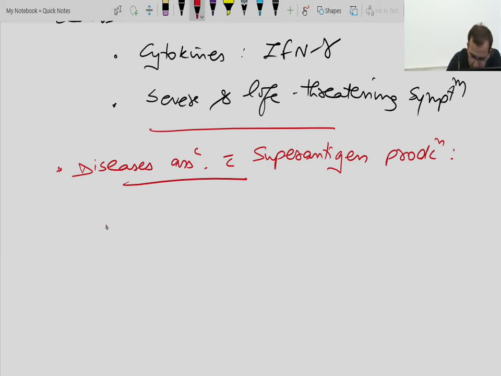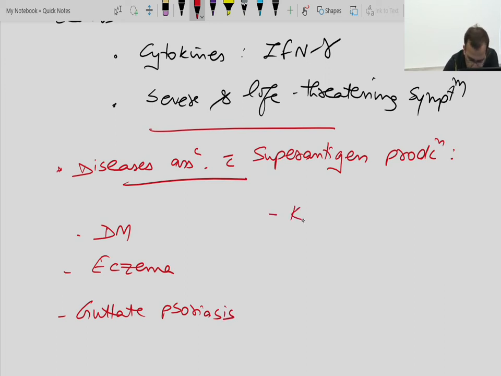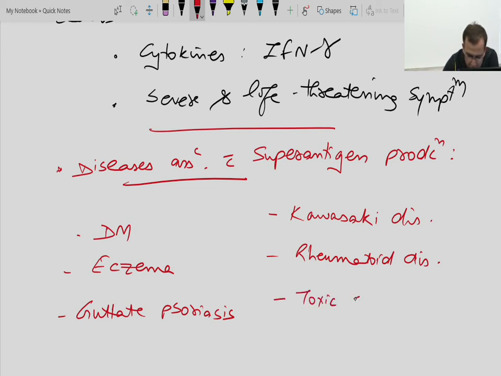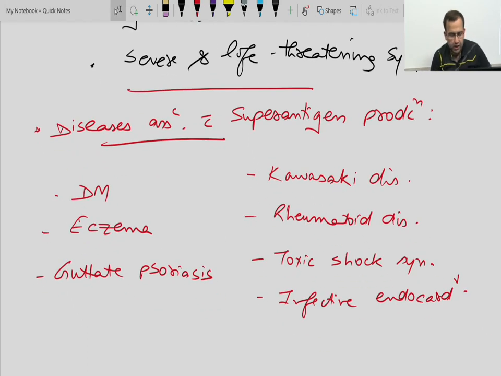The diseases are diabetes mellitus, eczema. This unfortunately has to be remembered. Guttate psoriasis, Kawasaki disease, rheumatoid arthritis, toxic shock syndrome, and infective endocarditis. These are the diseases associated with superantigens. Has to be remembered.